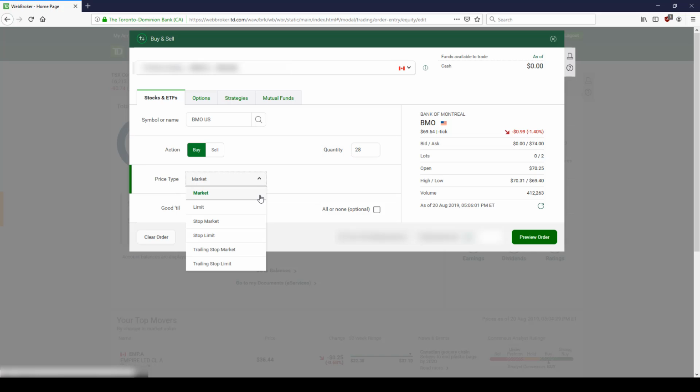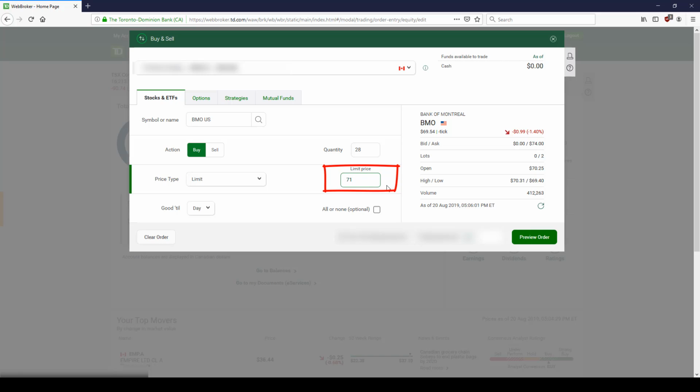Now the price. What the first option means is the market price. So that means that when you place your order, your discount broker is going to go ahead and buy 28 shares of Bank of Montreal at whatever the market price is at the time. So that's a little risky. The price may go up considerably high from the time you looked at the price till the time the order goes through. So I like to use a limit price, which is the maximum price. So I'm going to go ahead and put $71. That's the maximum price I'm willing to pay for Bank of Montreal shares today.